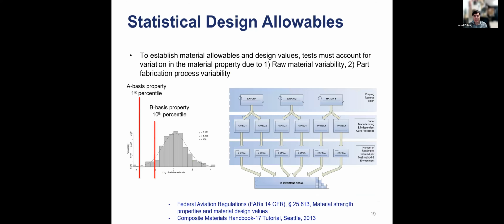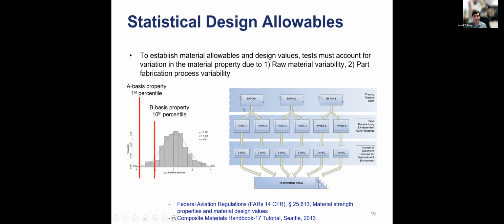It could be something like this, and this is the way FAA defines this. Basically, it says to establish material allowables, those are statistical values, you must do a lot of tests to account for two main things, raw material variability and fabrication process variability. For example, you might end up doing 18 tests, and these are some of the number of tests suggested by FAA to establish mechanical properties for some secondary components in an aircraft.